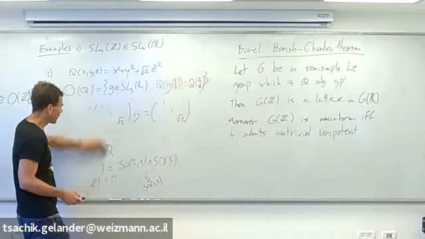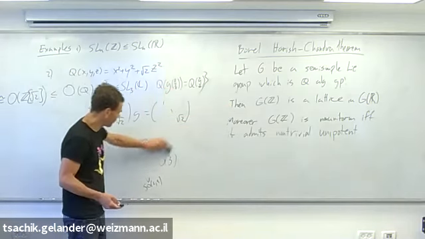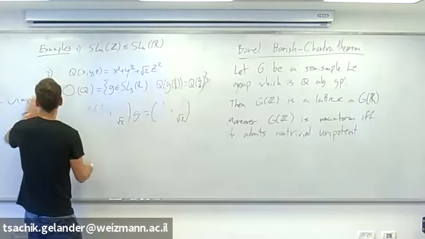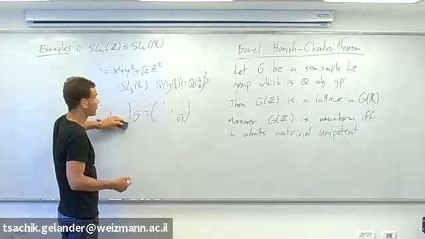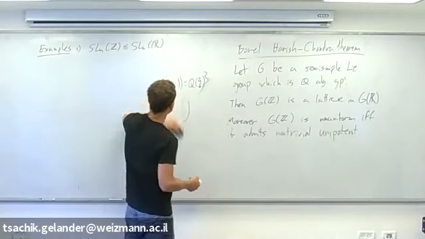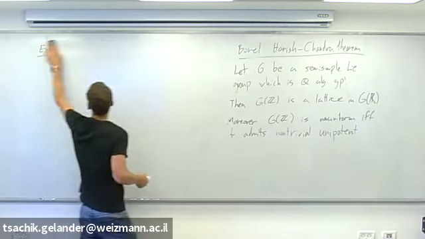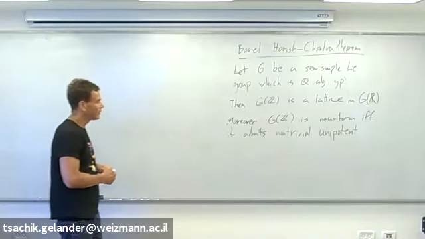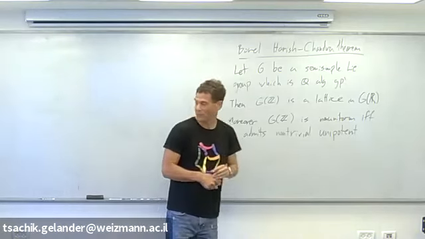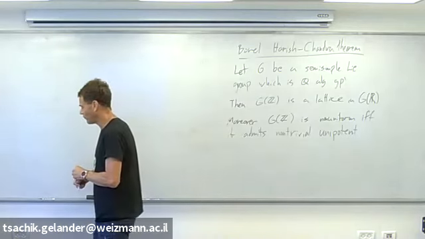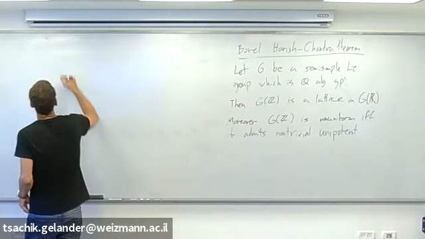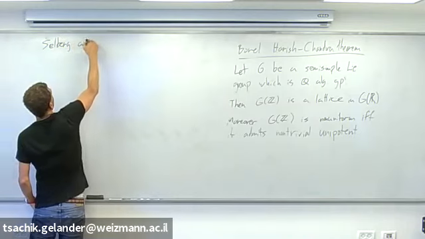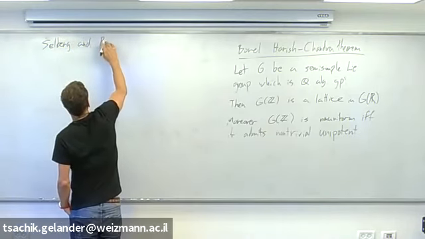So basically, it says that GZ is a lattice in G of R. And then if you have a map with compact kernel, then the image is still a lattice in the image. So that's Borel-Harish-Chandra. And then the arithmeticity conjecture, Selberg and Tsachik Shapiro.